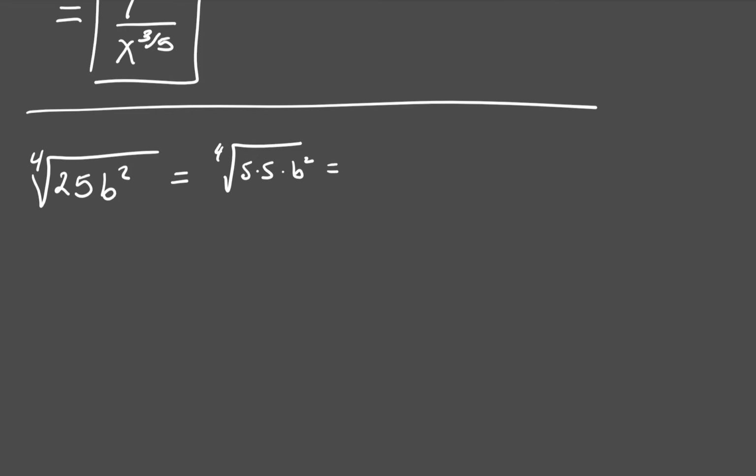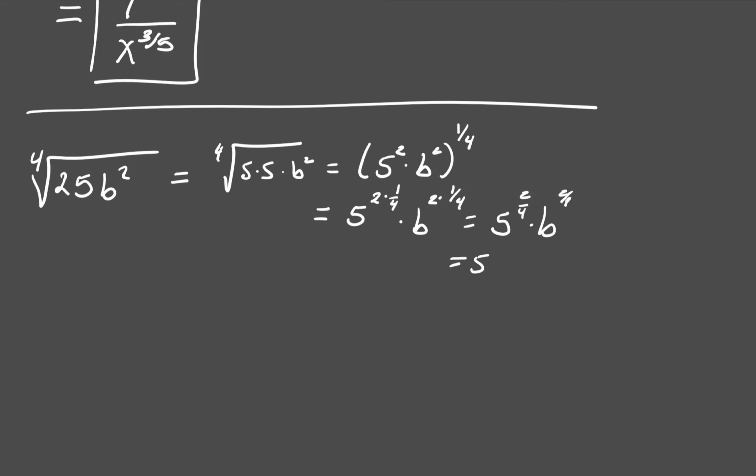We're going to rewrite this as 5 squared times b squared to the 1/4. So this is 5 to the 2 times 1/4 times b to the 2nd times 1/4. So this is 5 to the 2/4 times b to the 2/4, which is 5 to the 1/2 times b to the 1/2, which is the square root of 5b. So that 4th root turned into a square root because I had 2 copies of everything that was inside of it.